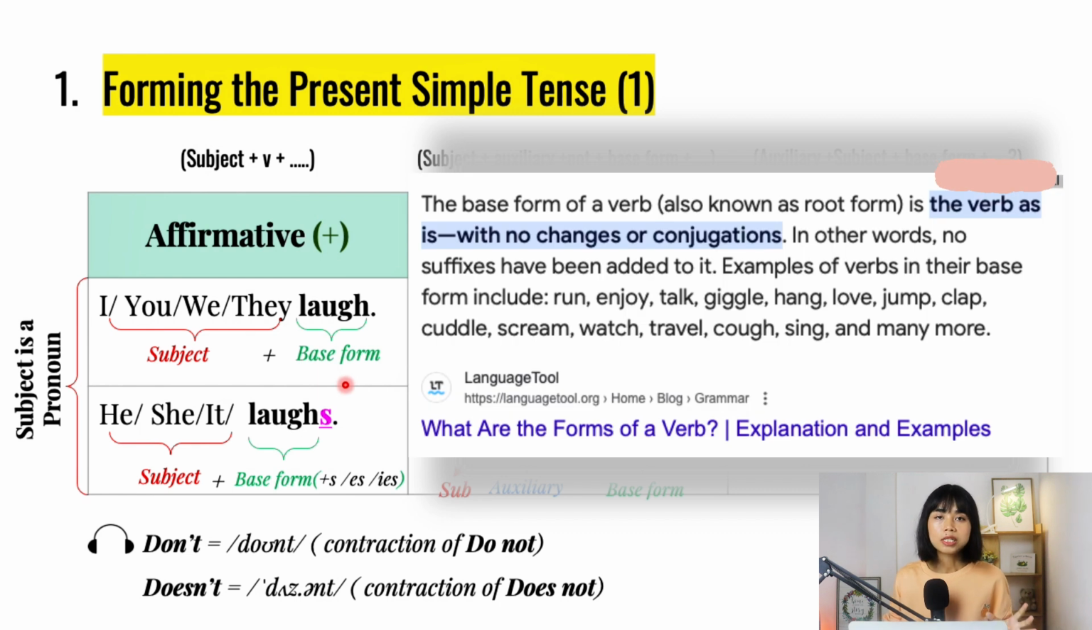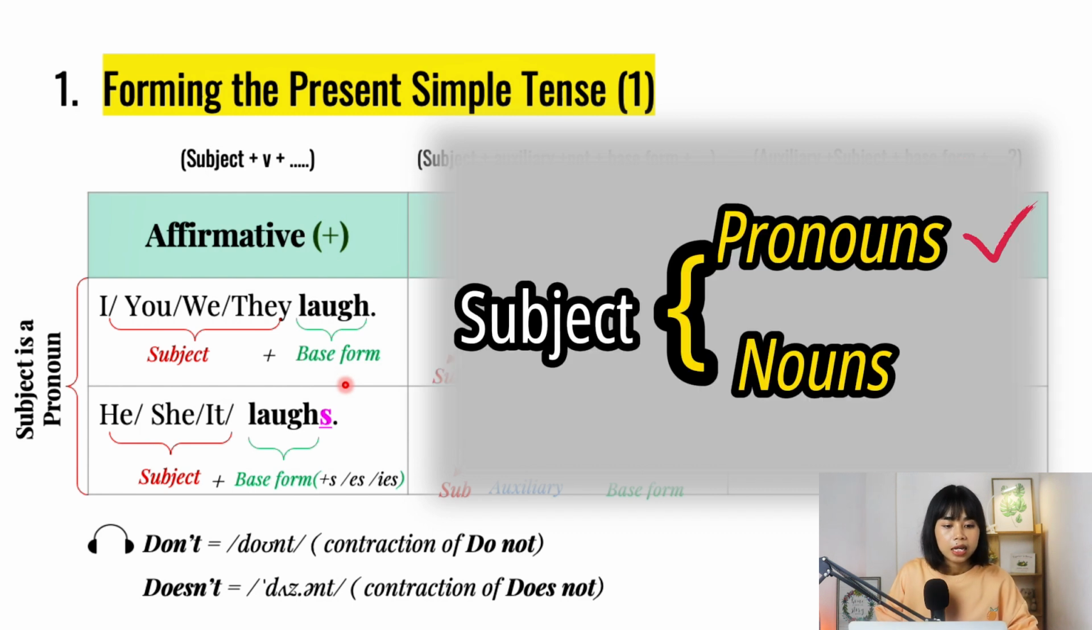What is a base form? Base form is a basic form of the verb. We do not add anything or make any changes to it. When the subject is a pronoun he, she, or it, we add an s or es or ies to the verb. For example, he laughs. In this case, we add an s to the verb. Generally, we add an s to the verb, but in some cases, we add es or ies to the verb. We will discuss this later in today's video, so make sure you stick around for that.